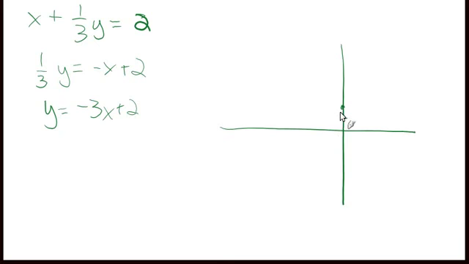And the slope is -3, so you go down 3, 1, 2, 3, and over 1. Because you can think of that as -3 over 1. And now we just draw our line. Alright. So now we know a couple things. We know about y-intercept, we know about slope.